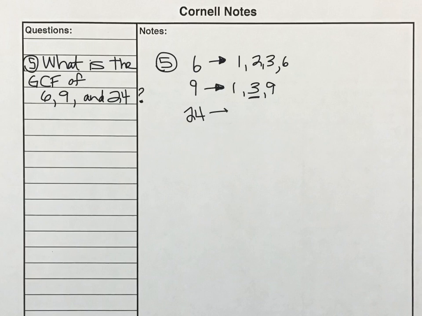And then the factors of 24. We have 1 and 24, 2 and 12, 3 and 8, and 4 and 6. So 24 has a lot of factors. Now we're going to go through these lists and we're going to underline the ones that they have in common. They all have a 1. They all have a 3.